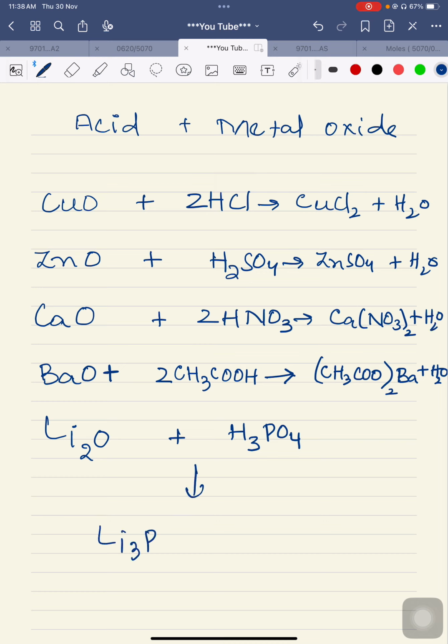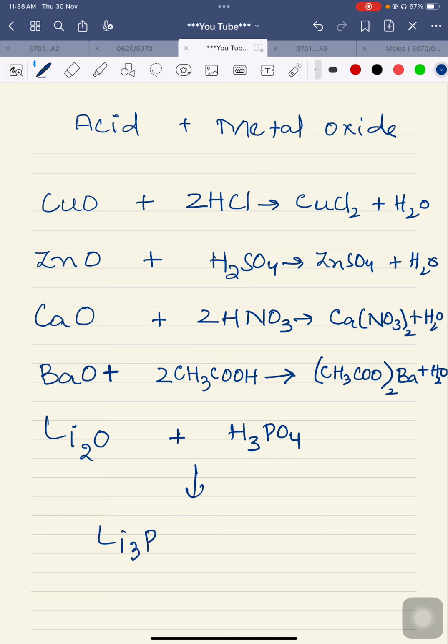I would like to make these arrows and plus signs in a different color, so that things become more visible and clear to you. So this is how we write the equations of different types of metal oxides and acids. On the next page, inshallah, I will shortly deal with metal hydroxides and acids.